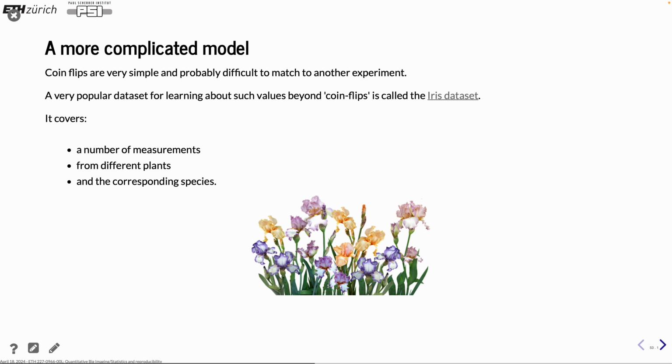Now, let's do a more complicated model. Coin flips are actually quite simple and probably difficult to match with another experiment. A very popular dataset that people use for analysis and demonstrations beyond the coin flips is called the IRIS dataset. And if you follow the link on this slide, you will get more information about the dataset. So this dataset covers a number of measurements from different plants and from different species.